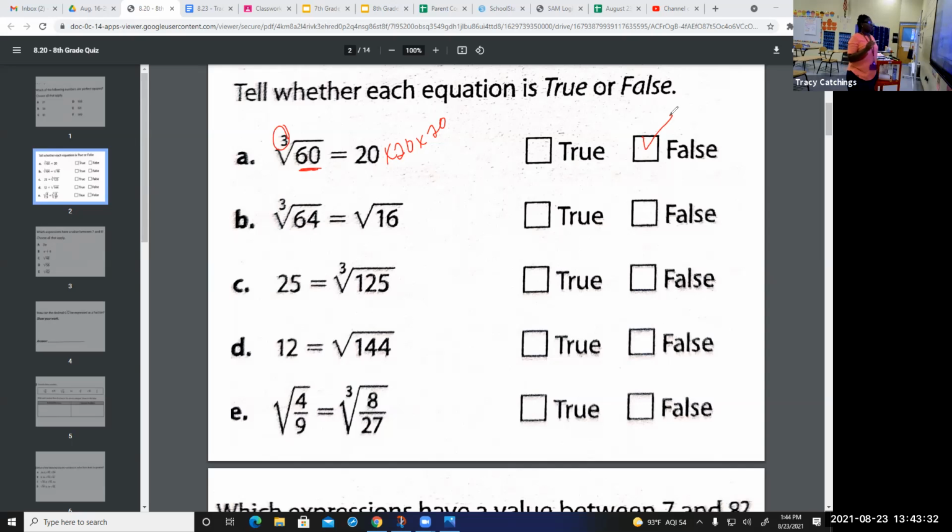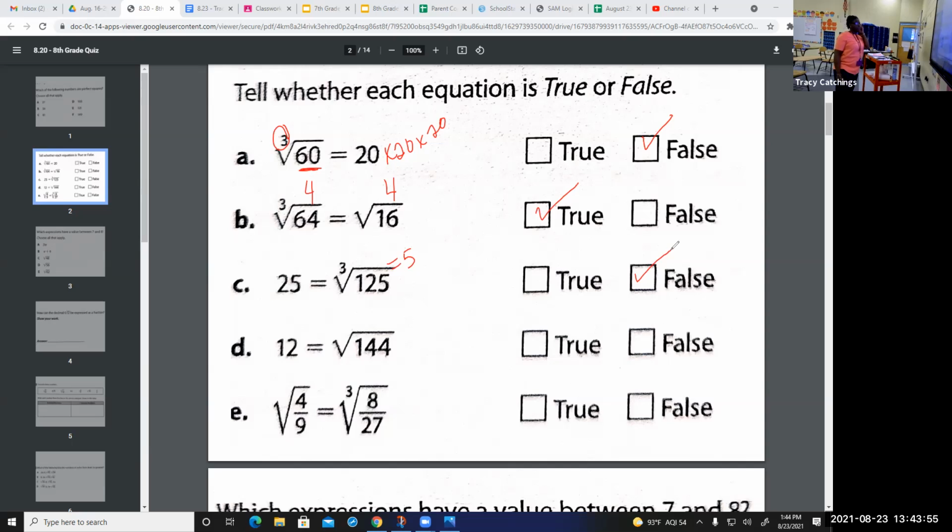All right, B had the cube root of 64 is equal to the square root of 16. Both of those should have been in your chart. The cube root of 64 is 4. And then the square root of 16 is also 4. So that would have been true. All right, C, we got 25 is equal to the cube root of 125. When the cube root of 125 is 5. So clearly that is false.